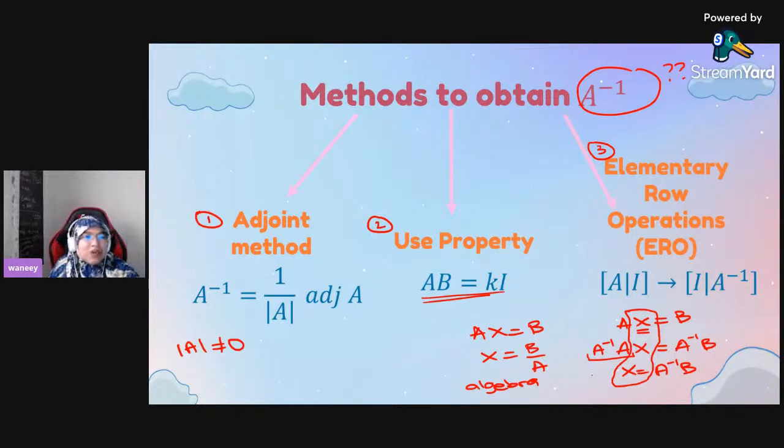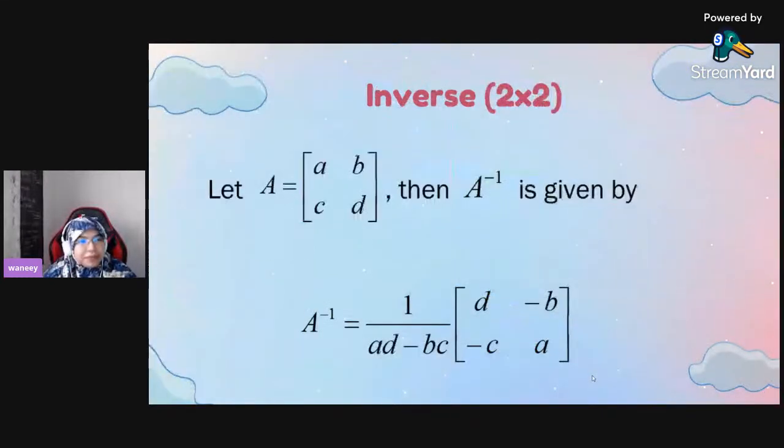So that's the reason why you have to know how to calculate the A inverse. Okay, so let us go through the first one, the Adjoint Method. Oh, 2 by 2 first. Just a bit of recap. Inverse for a 2 by 2.